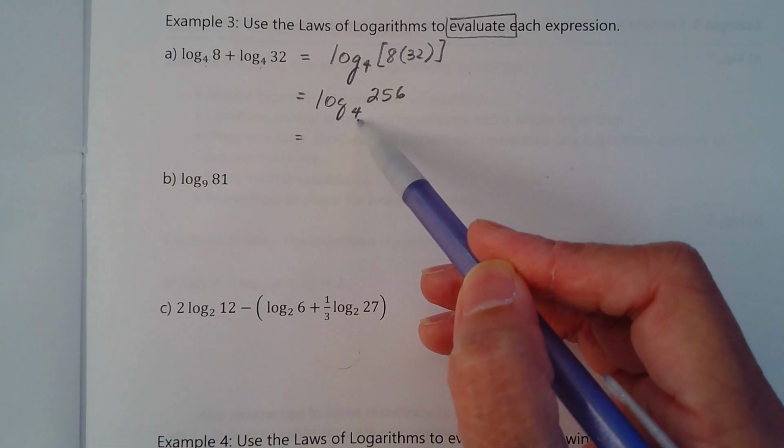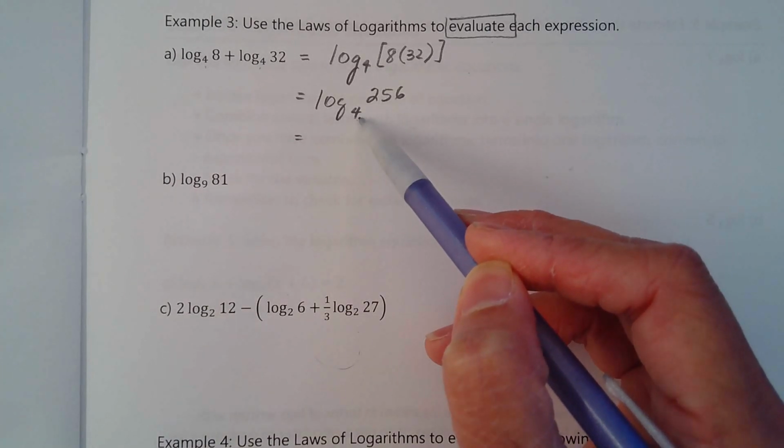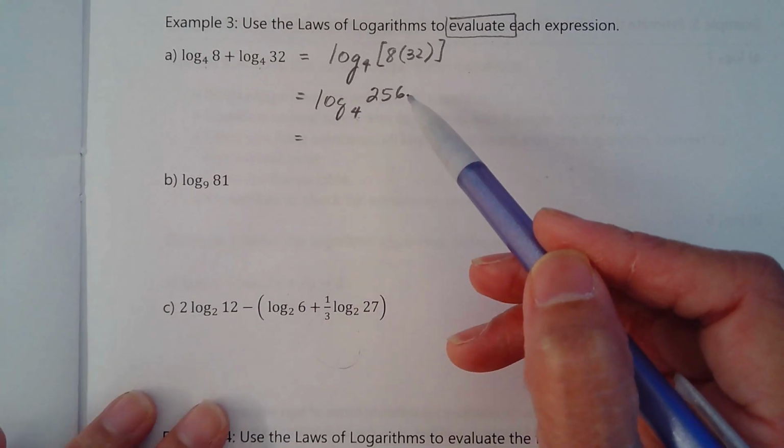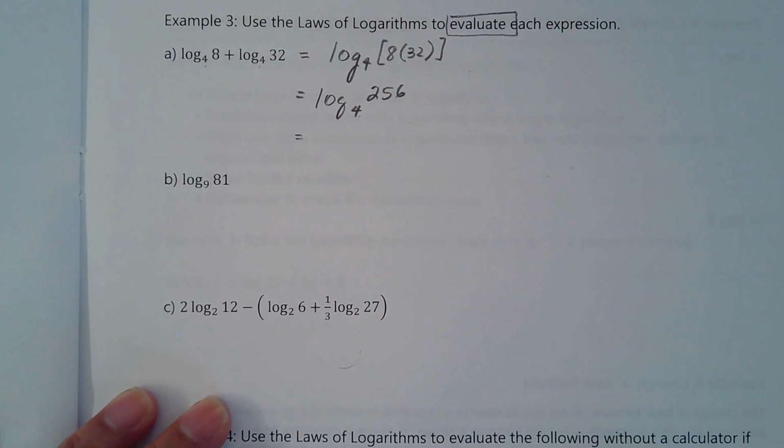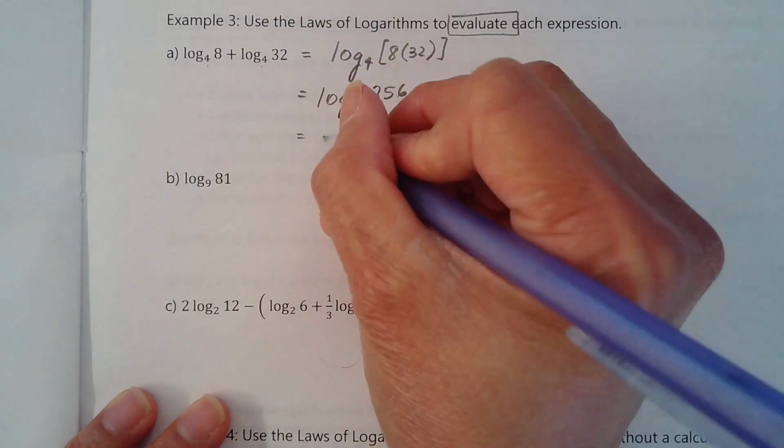Now, what's the question that we're thinking about? I got a base 4. What exponent do I need to get a 256? 4, right? Because 4 to the power 4 is going to give us 256. So 4.